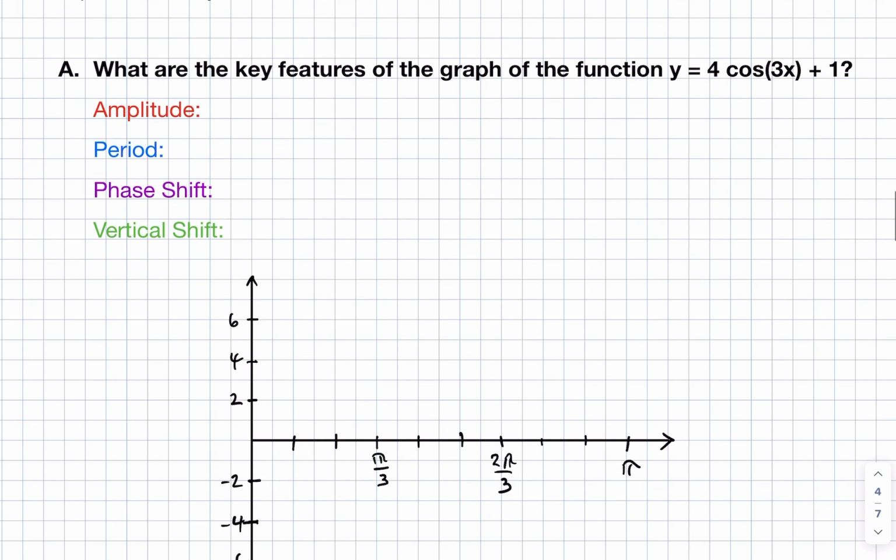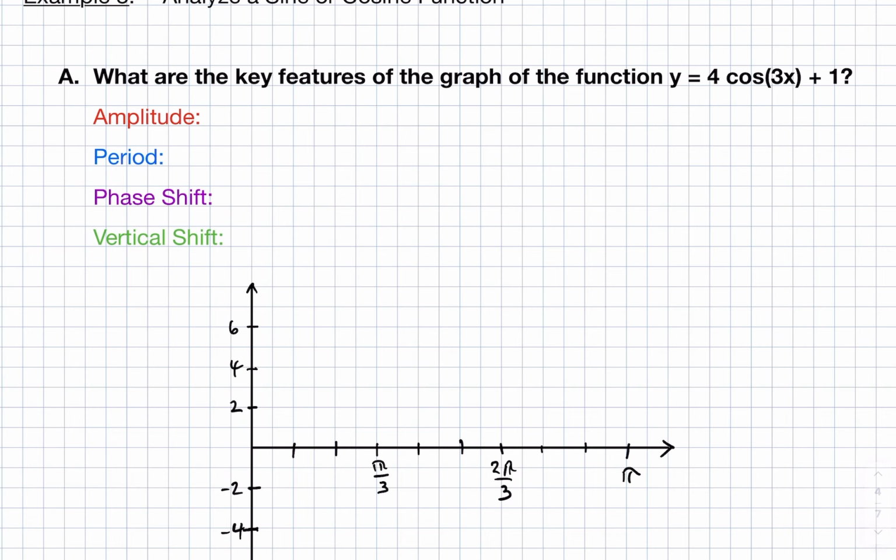All right, so analyzing a function. Here we have the function y equals 4 cosine 3x plus 1, okay? And here are the 4 components that we want to look at first. And the question is, what is the amplitude here? Well, the number in front of the trig function, this is the coefficient, is a 4, okay? So our amplitude is going to be an absolute value of 4, which is actually 4.